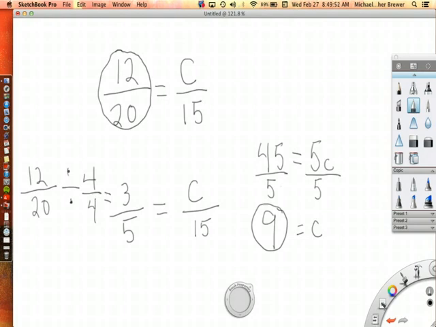Now, let's get to the worksheet and some word problem examples, please.